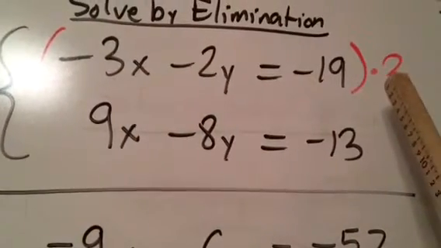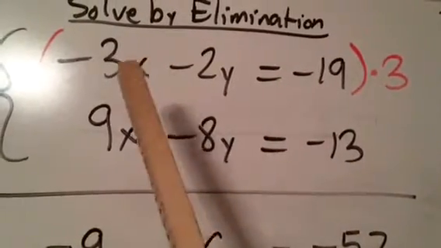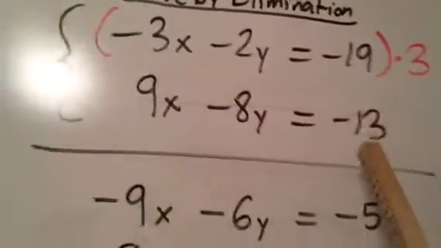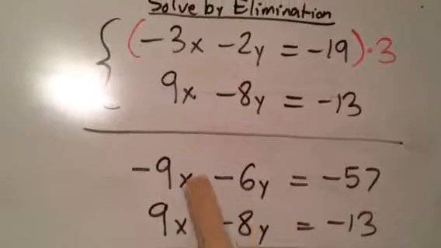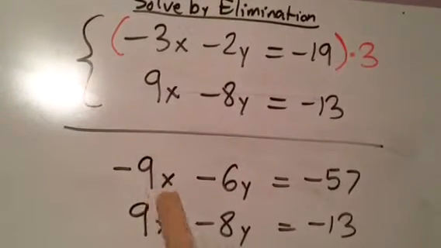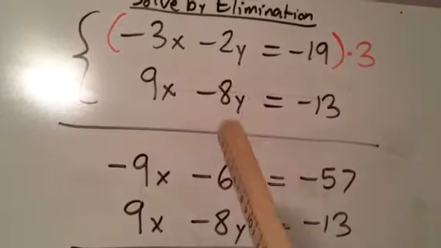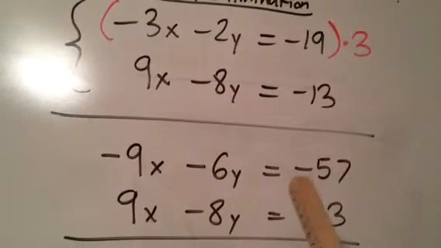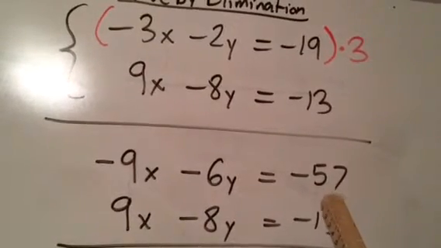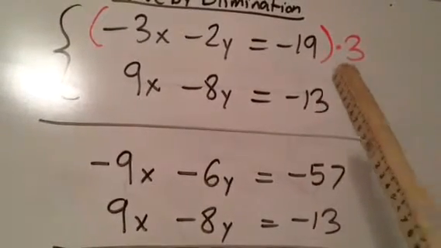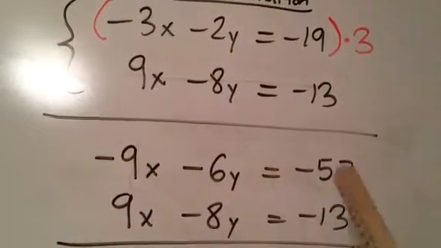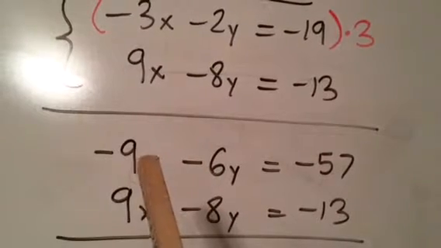However, we must remember to distribute the 3 by everything, everything, everything. And therefore, the 3 times negative 3x makes negative 9x. The 3 times negative 2y makes negative 6y. The 3 times negative 19 makes negative 57. So this top equation has now been rewritten in a form such that the x is now a negative 9x.